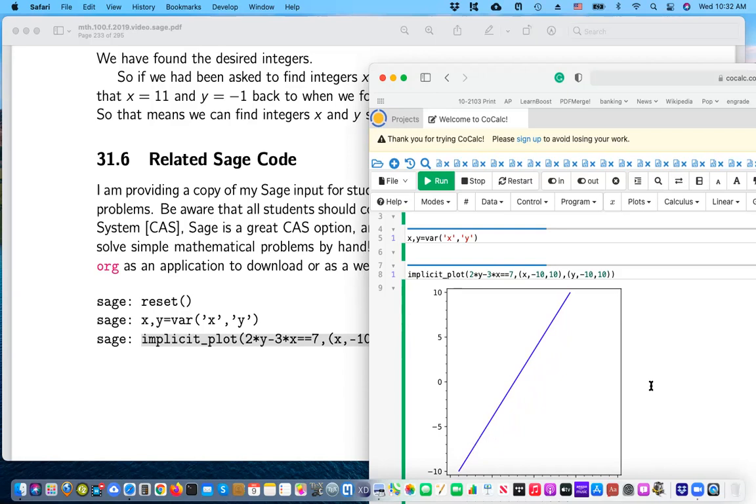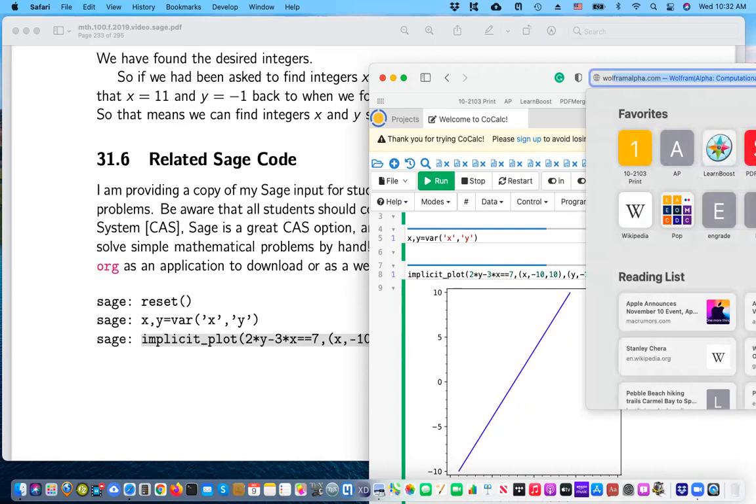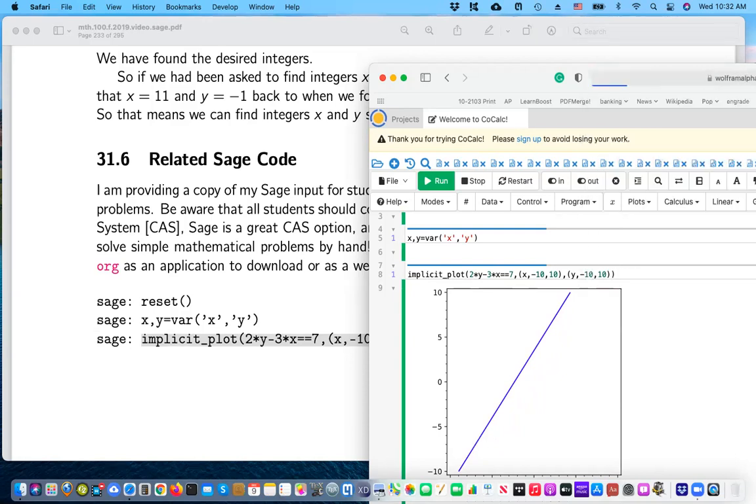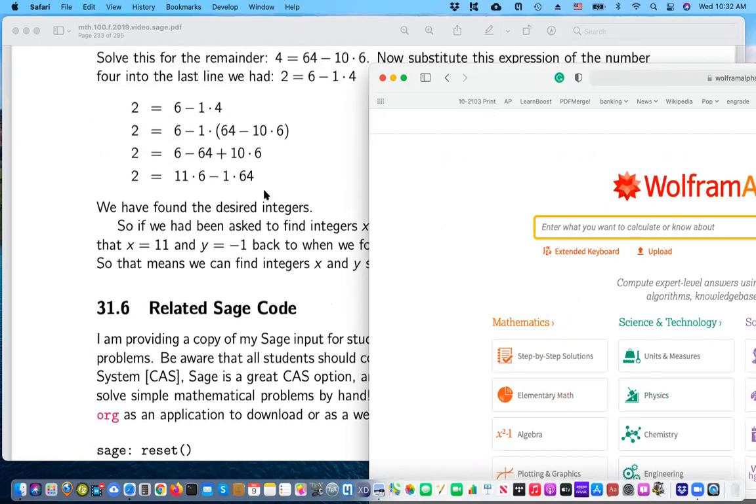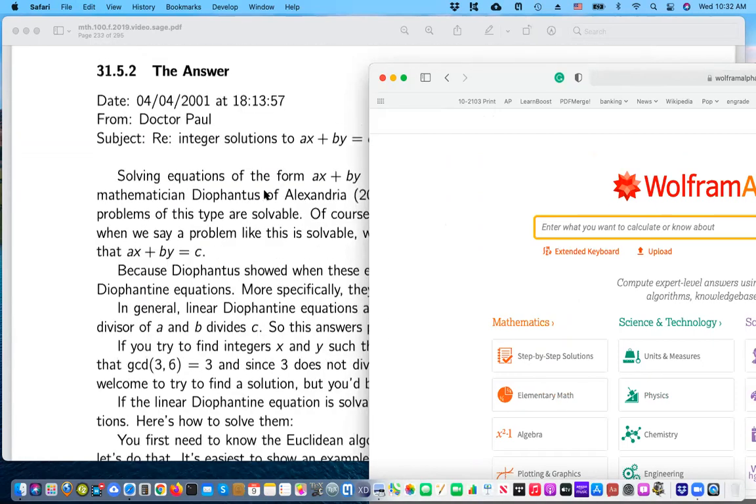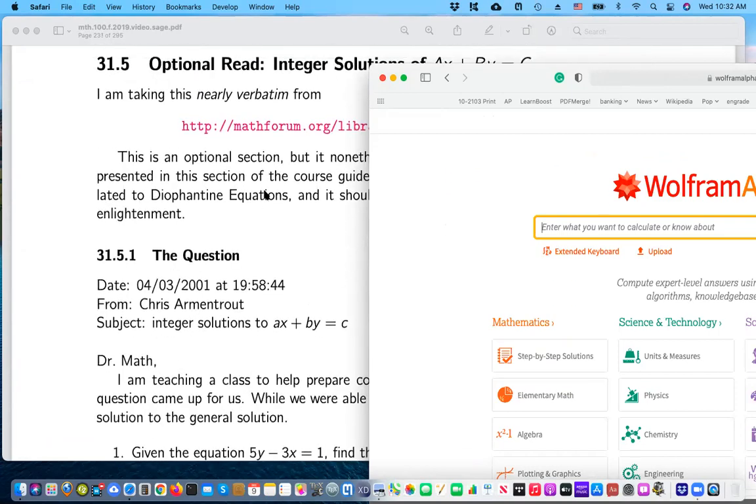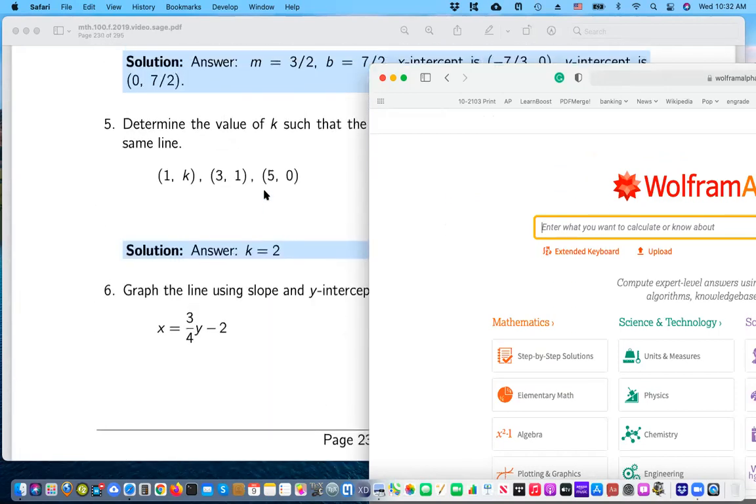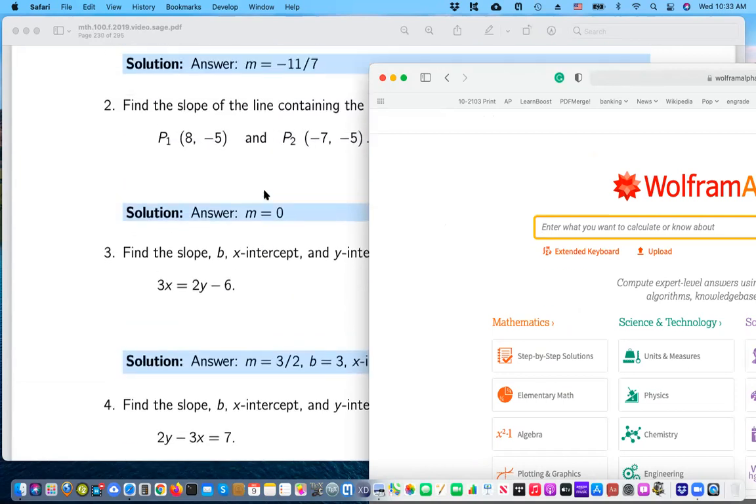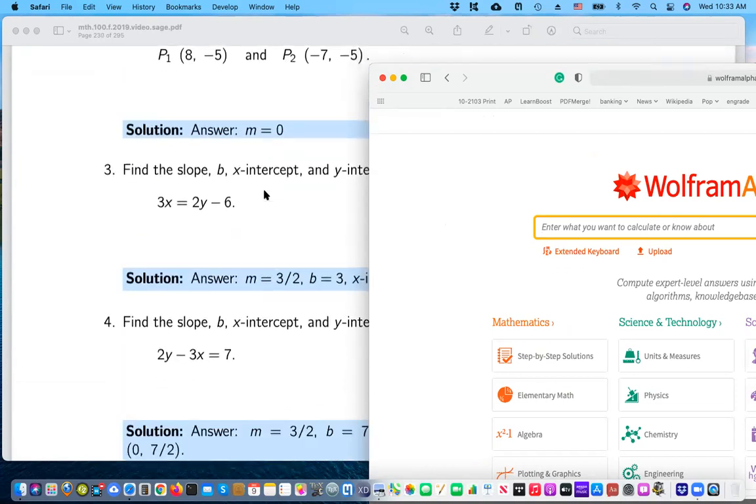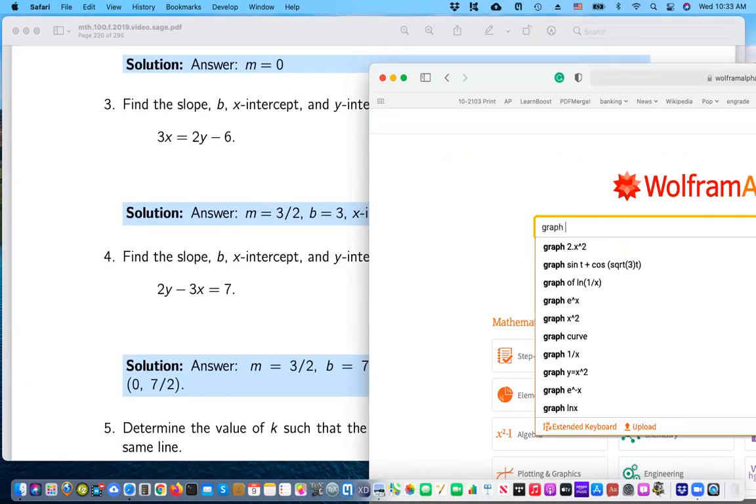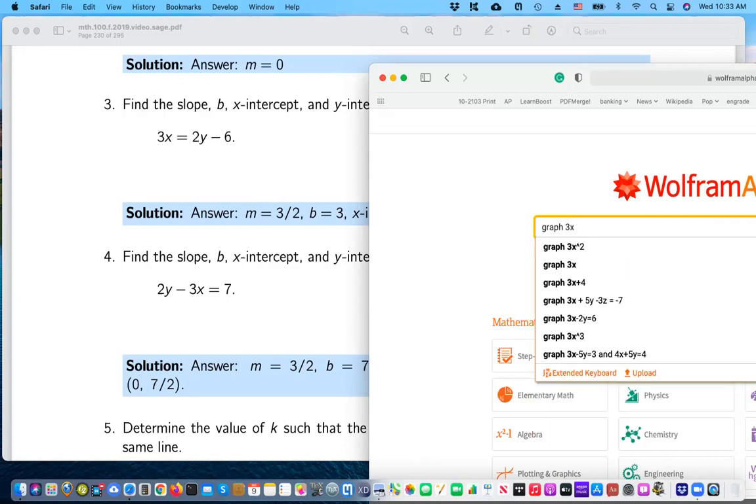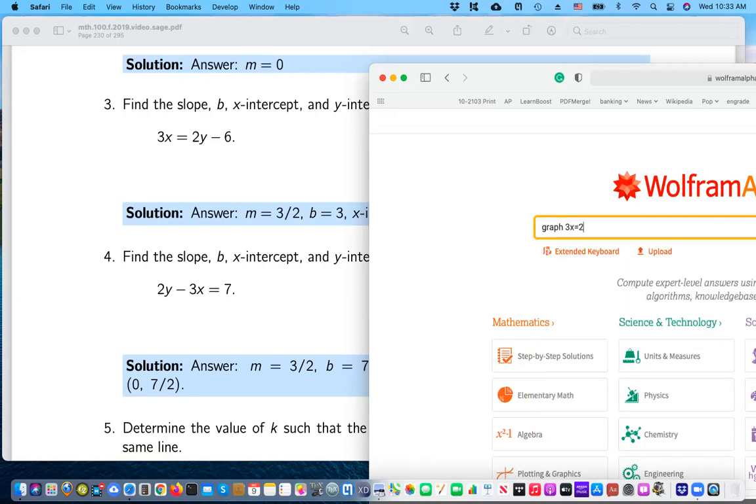What I want to do is go to Wolfram Alpha, and go back over the problems to point out we can really graph these pretty easily. It'd be much nicer than we could ever do by hand. I'll do number 3, okay? So graph 3x equals 2y. You don't have to put a star in.